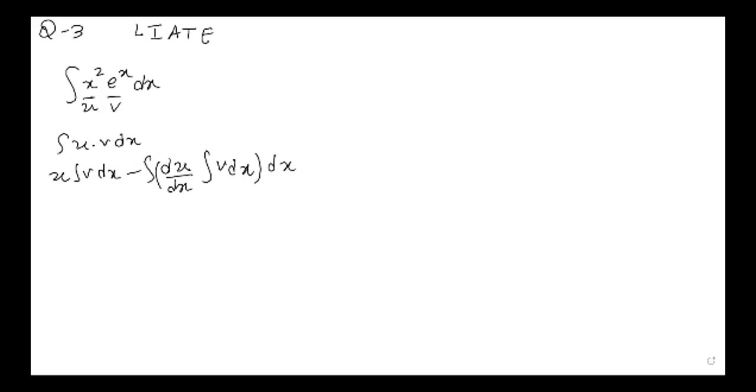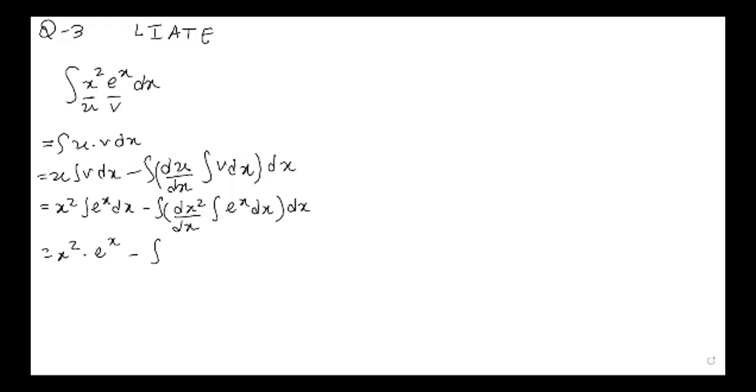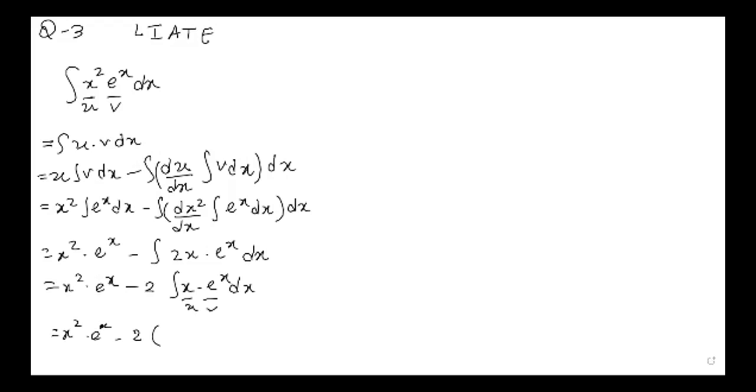So keeping the value of u and v, we'll have x square integration e raised to x dx minus derivative of x square with respect to x times integration e raised to x dx, whole dx. So integration of e raised to x will be e raised to x only, and the derivative of x square will be 2x, e raised to x dx. You can see that I have to again apply this UV rule over here, where this will be my U and this will be my V. So x integration e raised to x dx minus derivative of x with respect to x times integration e raised to x dx, whole dx. Right.